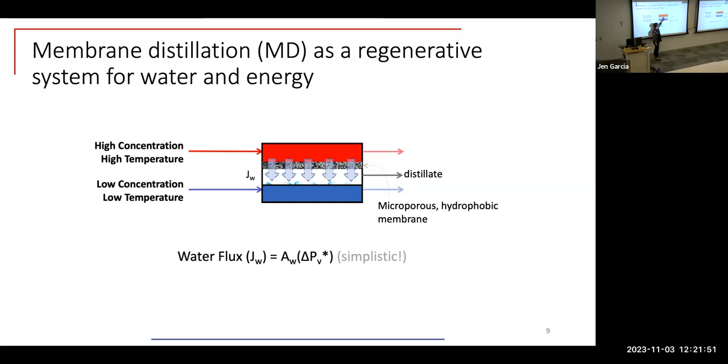So again, this membrane, because it's hydrophobic, doesn't let any liquid water through. It only lets water vapor molecules through. Therefore, we can achieve really high levels of rejection of any sort of non-volatile contaminants that are in our feed stream. And one of the nice things about this is if we have a source of low-grade energy or renewable energy, we can couple this process to drive the system.